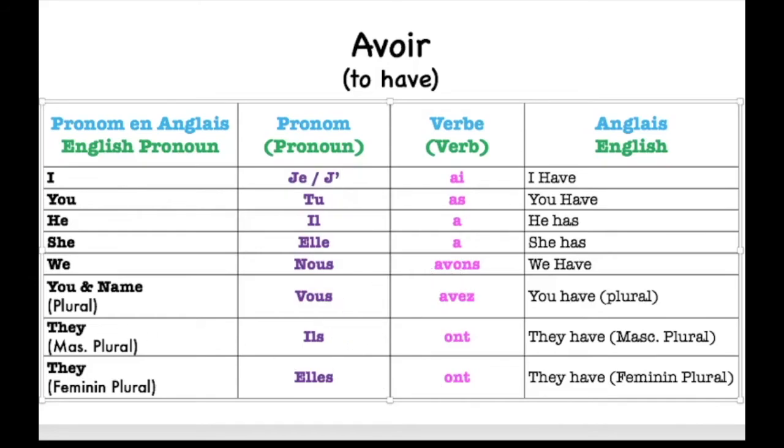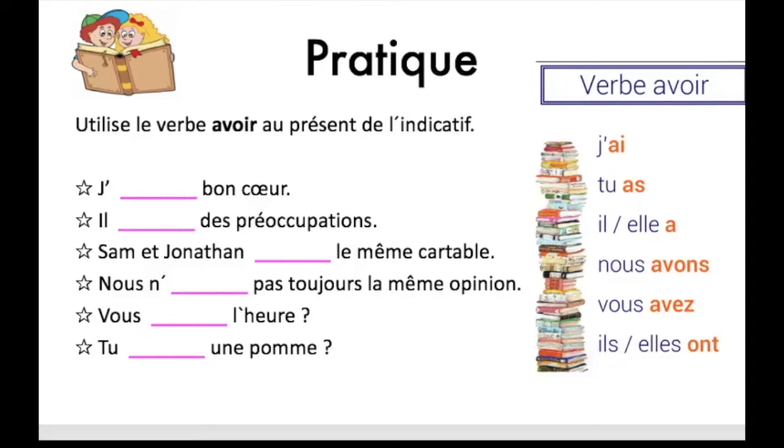Let's look at some more practice questions, and I'll actually show you the full way of how you would conjugate something. So, the question asks, utilise le verbe avoir au présent de l'indicatif. Use the present form of the verb to have. So, when you conjugate, the first step of conjugating is always to locate the pronoun, so you know what form of the verb to use.